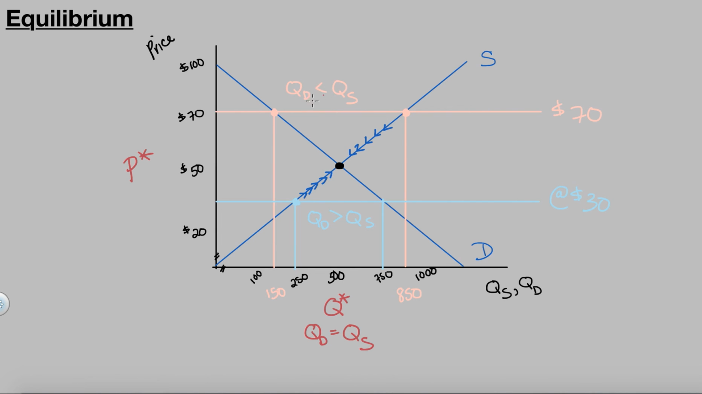If we price above that, the quantity demanded is going to be less than the quantity supplied. If we price below that, the quantity demanded is going to be greater than the quantity supplied. So we are at equilibrium only at one place on this curve, and that's where the price is equal to $50 and the quantity demanded and quantity supplied will then be 500 units.